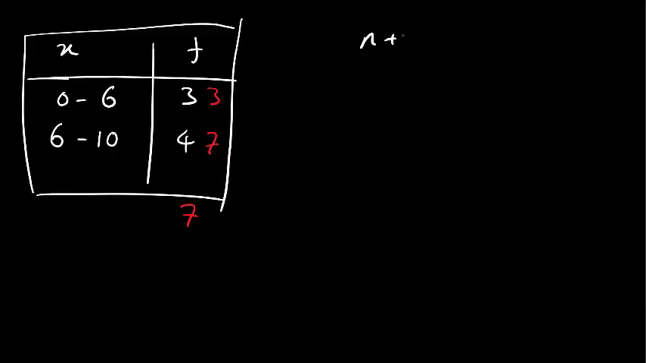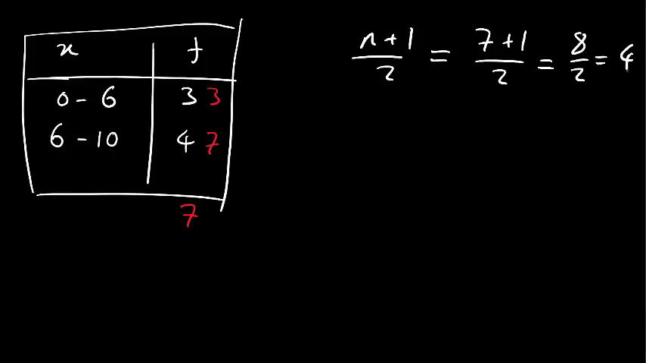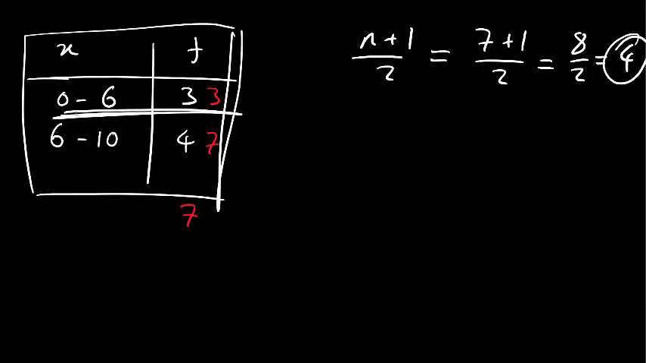So we do n plus 1 over 2, n being the total number which we have. In other words, this is 7 plus 1 over 2. So we're looking at 8 over 2, which is the 4th value. So where does the 4th value actually lie? Well, it lies in this interval here, because this first interval only deals with all the numbers up to 3. Everything up to the 3rd position, whereas this deals with everything from the 4th to the 7th position.